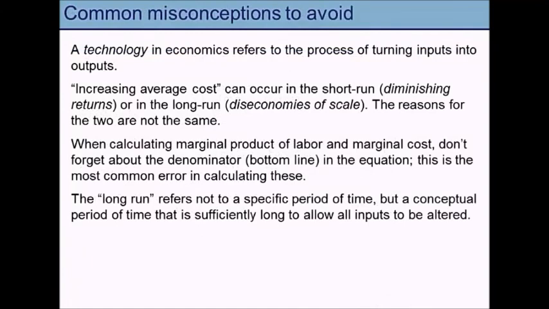Finally, be sure not to make the following mistakes. Technology refers to the process of turning inputs into outputs. Increasing average cost can occur both in the short run due to diminishing returns or in the long run because of diseconomies of scale. However, these are two different explanations. When calculating marginal values such as marginal cost or marginal product, don't forget the variable in the denominator. Finally, there is no specific time period that classifies as the long run. Instead, it refers to a time period long enough for all inputs to change.